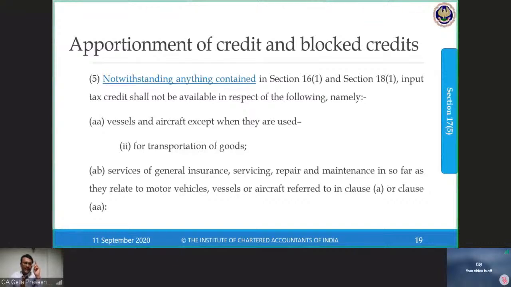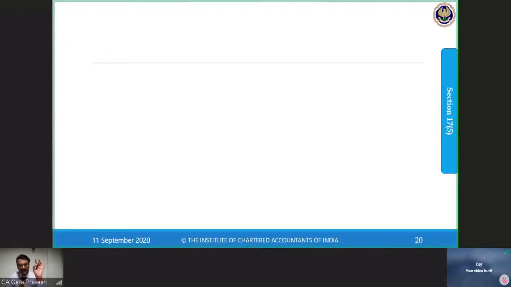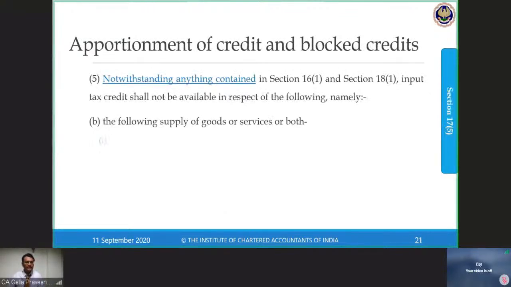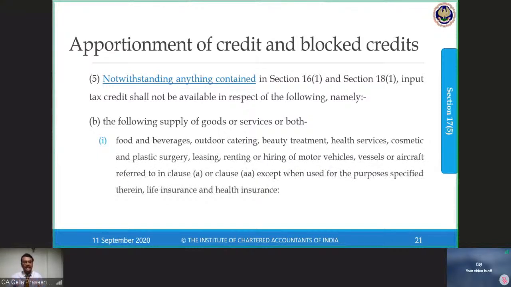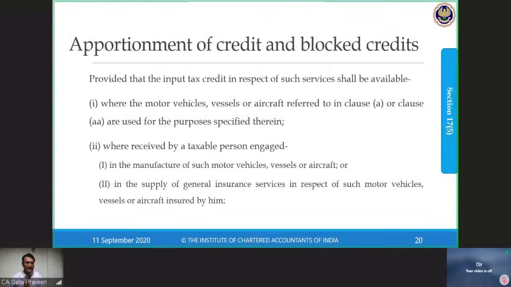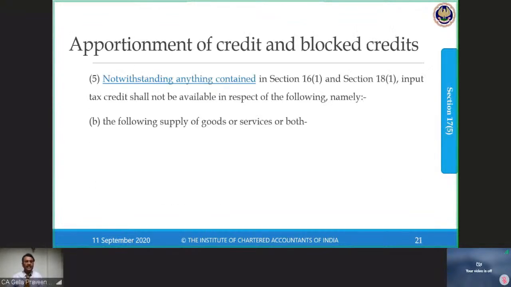Further, it says I cannot take ITC on general insurance, service, repair, maintenance in relation to a motor vehicle. I can take it only when I use it for further resale, I'm into transportation of passengers, or I'm a driving school. Only then any repair expenses incurred on a motor vehicle, I can take my ITC. Otherwise, ITC is not eligible. Now, this is the next entry, which is important for us to understand. Section 17, subsection 5, clause B.